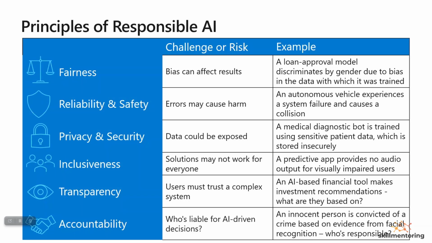Now, artificial intelligence comes with a lot of responsibilities, and there are 6 principles of responsible AI. One is fairness. The challenge or risk with the artificial intelligence is that it can be biased and it can affect the results. For example, a loan approval model which is developed without taking care of this aspect of biasing may discriminate by gender due to the bias in the data with which it has been trained.